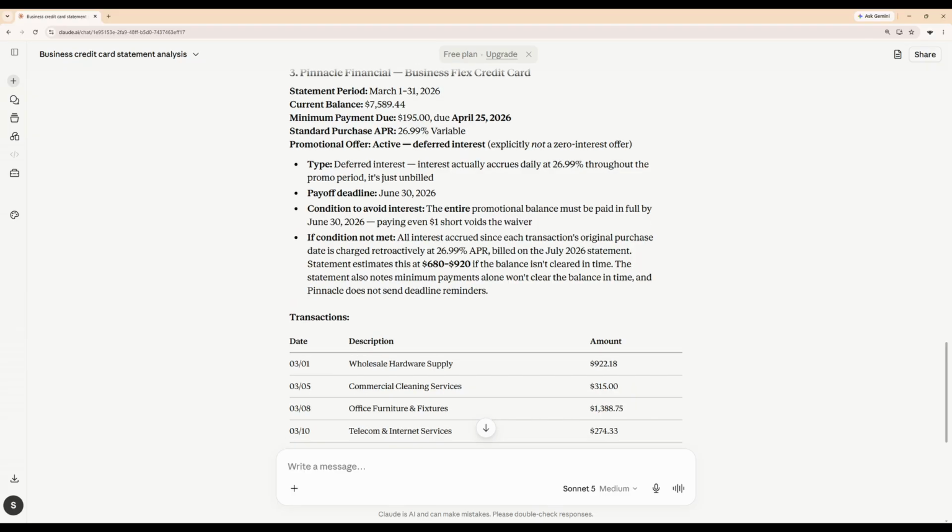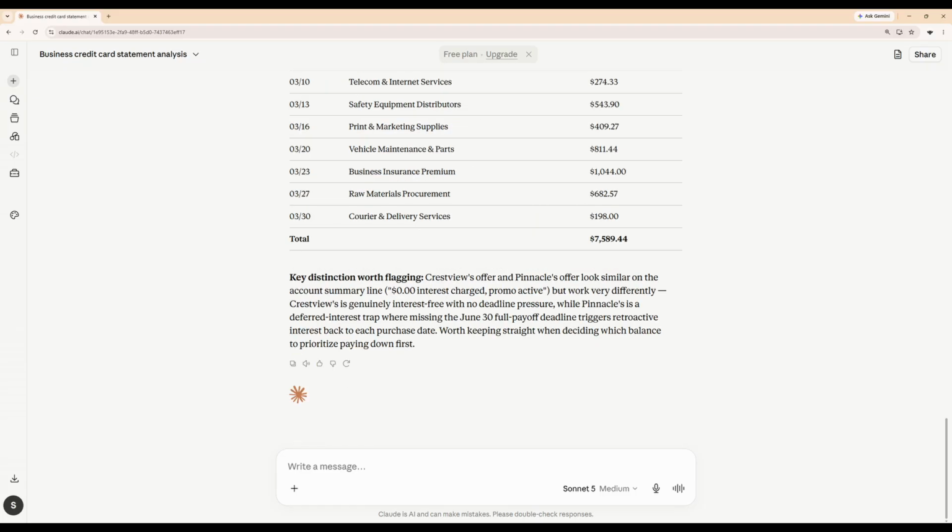Exactly. Now look at Pinnacle. Pinnacle is the opposite of Crestview. Interest has been accruing at 26.99% since the day every one of those purchases was made. It just hasn't appeared on a statement yet. Pay the entire balance, every dollar, by June 30th and it gets waived. Short by $1 and the bank applies every bit of that accrued interest retroactively, back to each original purchase date, on the July statement. And Claude flagged that on its own, right at the bottom there. It did, without being asked.